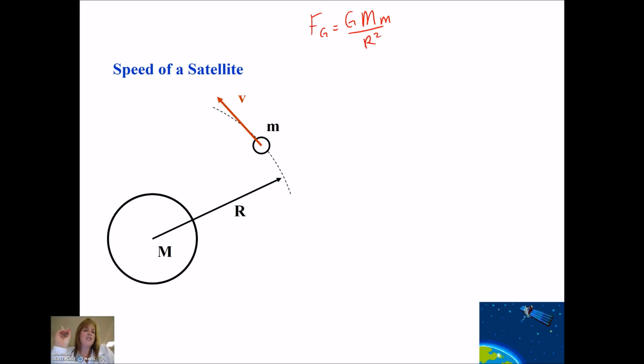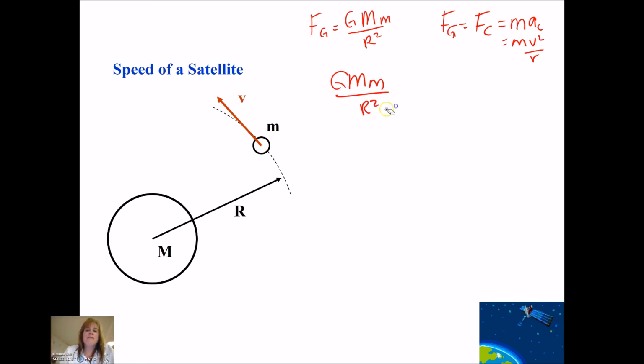Now, the force of gravity is causing circular motion. So the force of gravity is a circular force. And remember that our circular force is equal to mass times that circular acceleration, which is mv squared over r. So the force of gravity, GMm over r squared, is equal to that circular force, which is the mass of the object doing the circling, that's the little m, times the speed squared over r, the radius of orbit. And this is always measured from the centers of the objects.